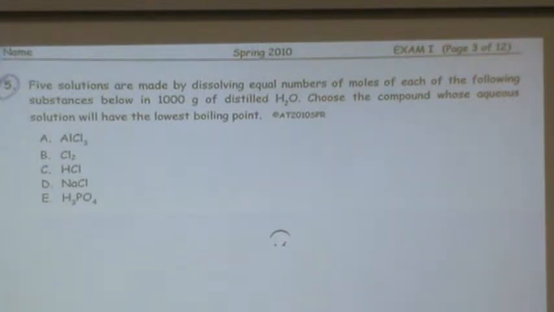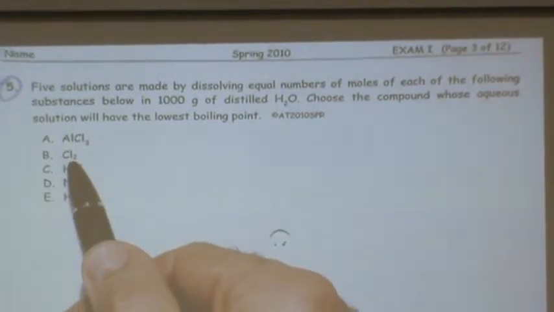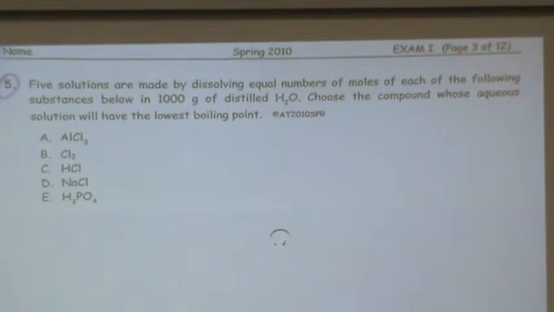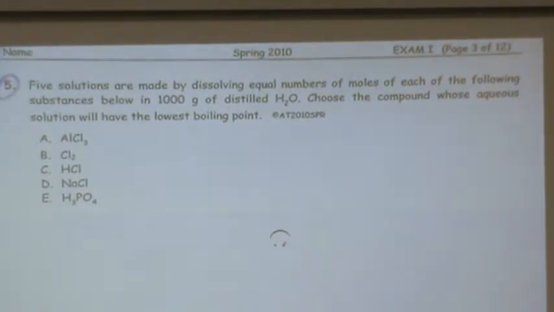But we're talking about water now. So what is the answer here? The answer should be B. Why? Because when you put in chlorine, it stays as molecules. All the other ones give you pieces, more particles. So that will produce a lesser number of particles, and a lesser number of particles means a smaller increase of the boiling point and a smaller decrease of the melting point.